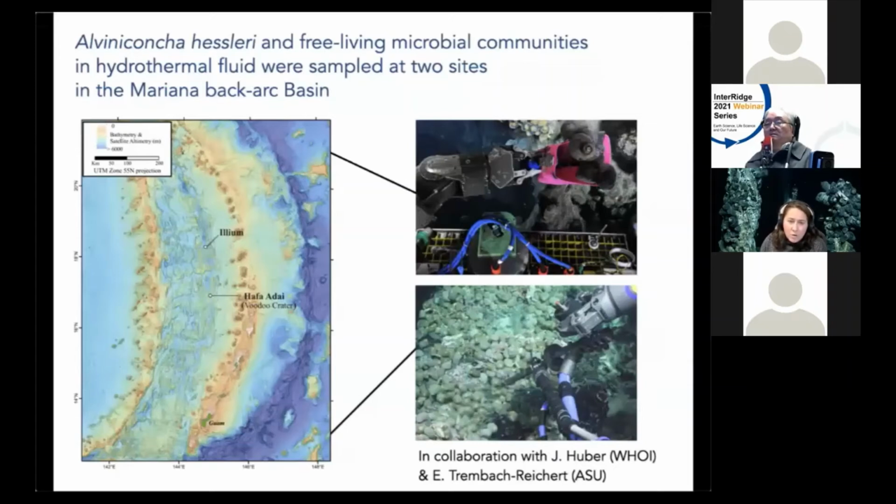And so in this work, what we did is we compared the symbiont populations associated with Alviniconcha hesleri while they're in the tissue of the snails, as opposed to the symbionts in the environment. This work was done in the Mariana Back Arc Basin at two hydrothermal vent sites, Hafa Adai and Ilium. And at both of these sites, we collected Alviniconcha hesleri. And then Julie and Elizabeth collected free-living microbial samples from right around those Alviniconcha snails. So this is an image of them sampling hydrothermal fluid right over a big snail bed of Alviniconcha.